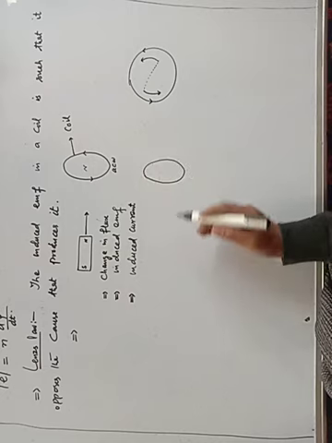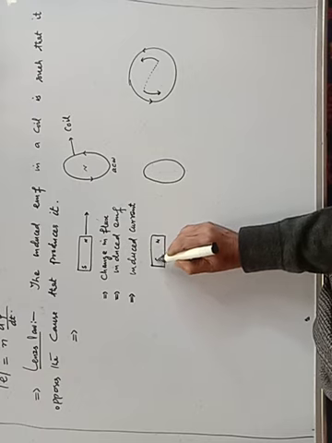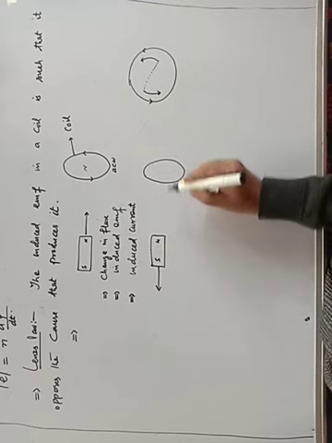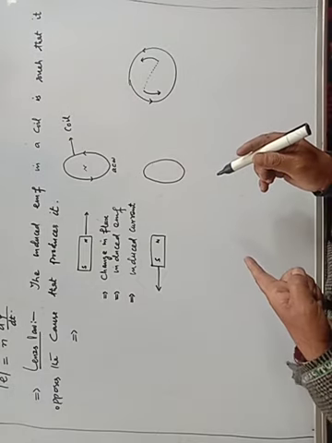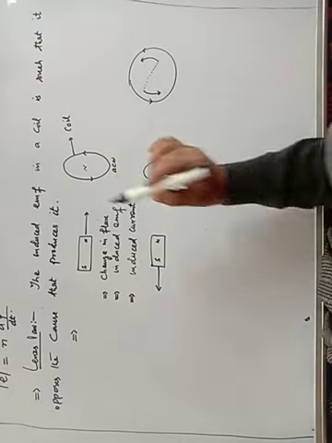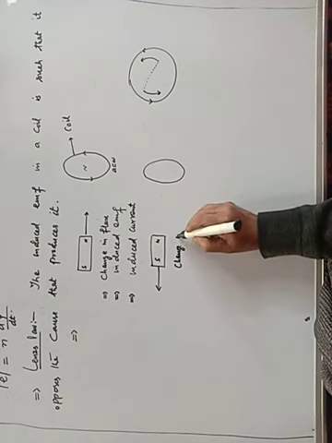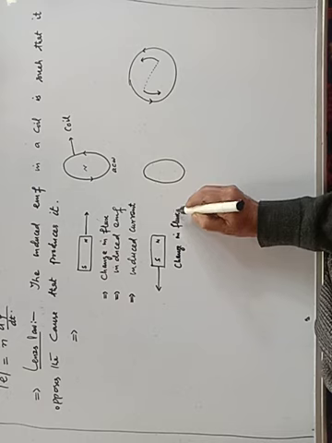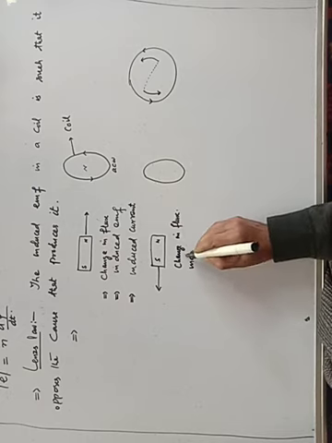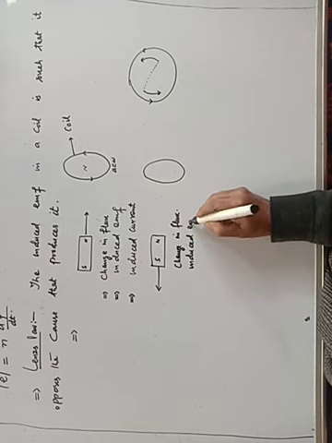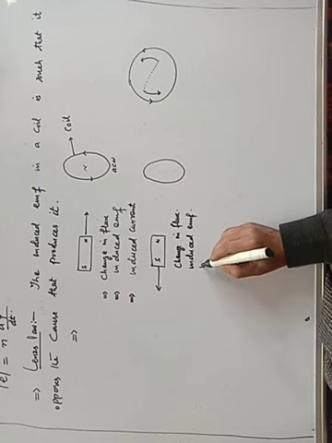Similar is the case when the north pole of the magnet is taken away. The north pole of the magnet is taken away from the coil. Again there is a decrease in flux. यहाँ पे तो increase हुआ था, that is there is change in flux. When there is change in flux, there is induced EMF. When there is induced EMF, there will be the induced current.